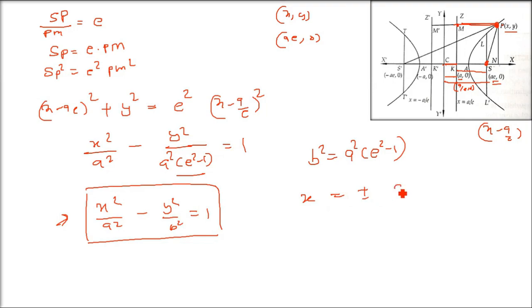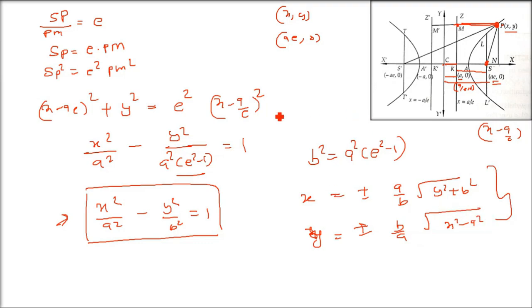Plus minus, taking this equation only, x equals plus minus a by b under root y square plus b square. If you want to find y, it will be plus minus b by a under root x square minus a square. So these are certain things. We have symmetry here. I'm going to tell you in the next discussion what the vertex, the foci, and the latus rectum are. Everything we are going to discuss in the next discussion.